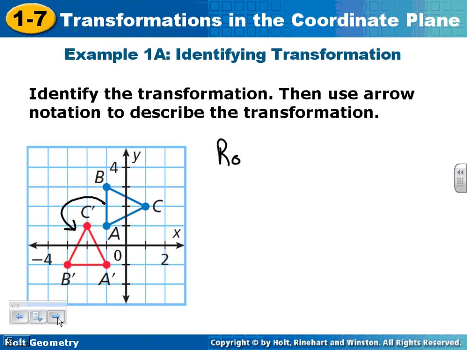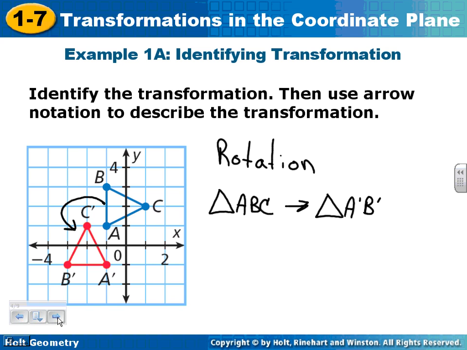So this again is a rotation. My choices are rotation, reflection, translation. So this one's a rotation. And then I'm not done with the problem yet, I have to use arrow notation. Arrow notation is to do triangle ABC, arrow, which means maps to or changes to, triangle A prime, B prime, C prime.